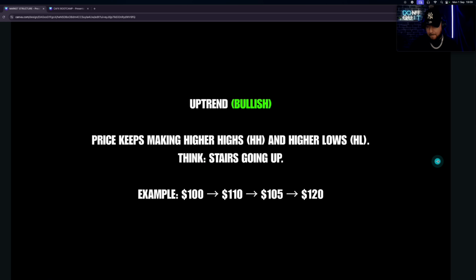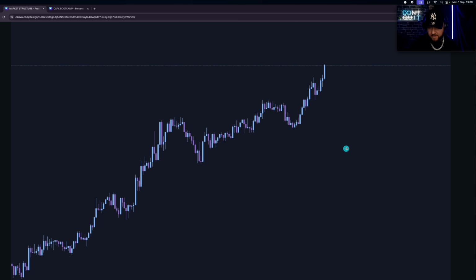So you got an uptrend, which is bullish. Price keeps making higher highs, higher lows. Literally, I've written this for beginners. So I know a lot of you premium members are gonna be like, stairs going up, but no, I need to break it down for people who don't understand. So in an uptrend, price is going up, and we realistically do want to see kind of like stairs in a pattern, you know what I mean? So that's an uptrend. This is a perfect example of an uptrend.